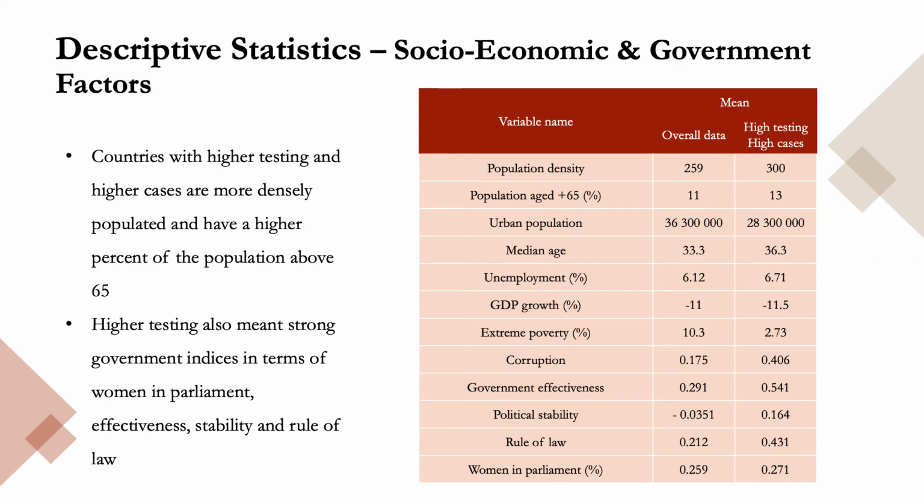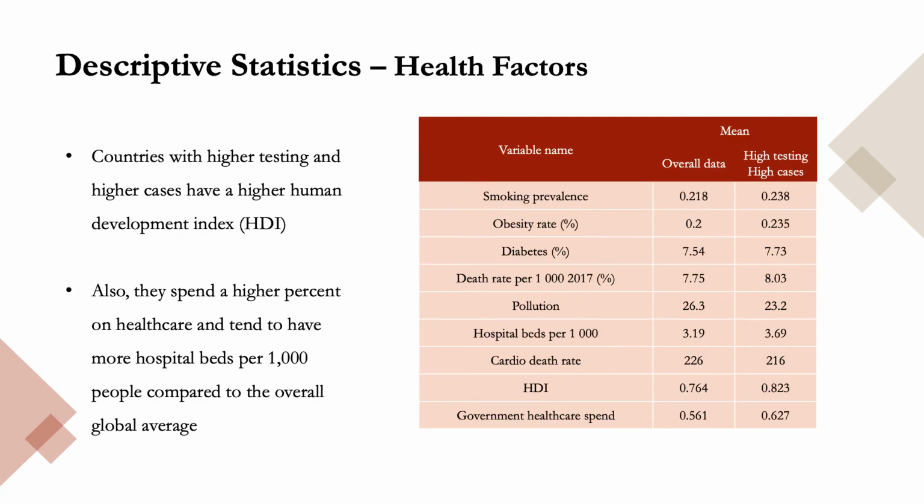Here, we delve deeper into the socioeconomic factors of our selected group of countries. It is important to note that countries with high testing also had other positive indicators such as women in parliament, high government effectiveness, and general political stability and law abidance. Continuing this theme, the high test, high case group also has a higher human development index, indicating that they had more resources to spend on healthcare and have more hospital beds per thousand population, supported by the statistics provided here.